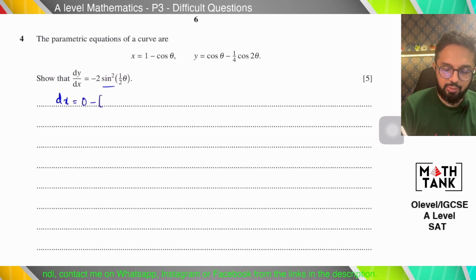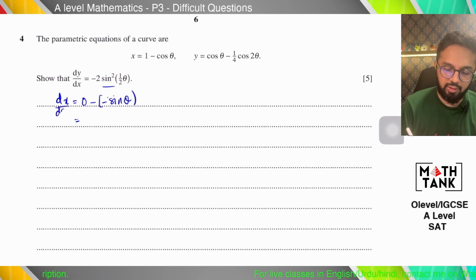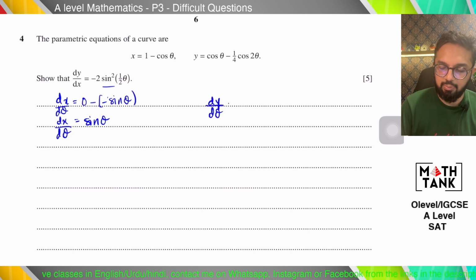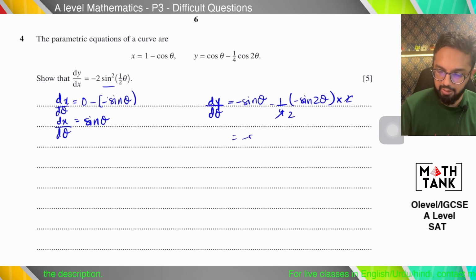So this becomes 0 minus the differential of cos theta, which is minus sine theta. So dx over d theta is sine theta. dy over d theta is minus sine theta minus 1 over 4 minus sine 2 theta into 2. So I get minus sine theta plus sine 2 theta over 2.